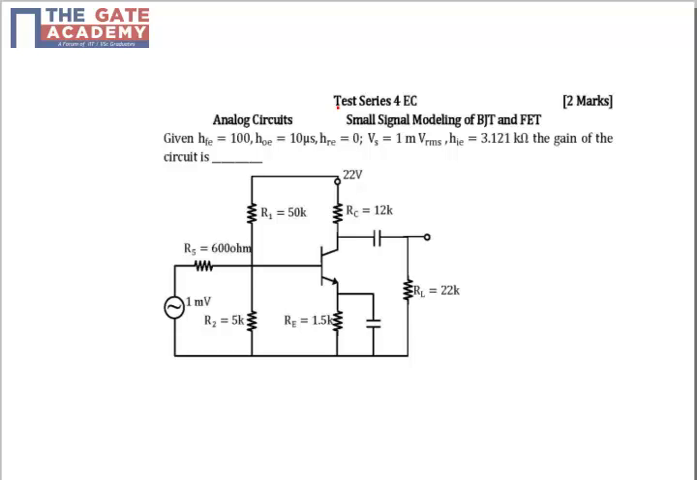Hello friends, this question is from the test series number 4. Subject name is analog circuit and topic name is small signal analysis. Small signal modeling of BJT, in fact it's a 2 marks problem.